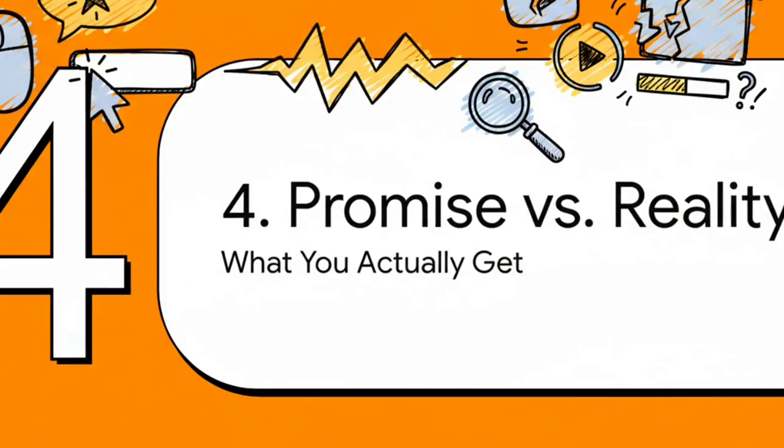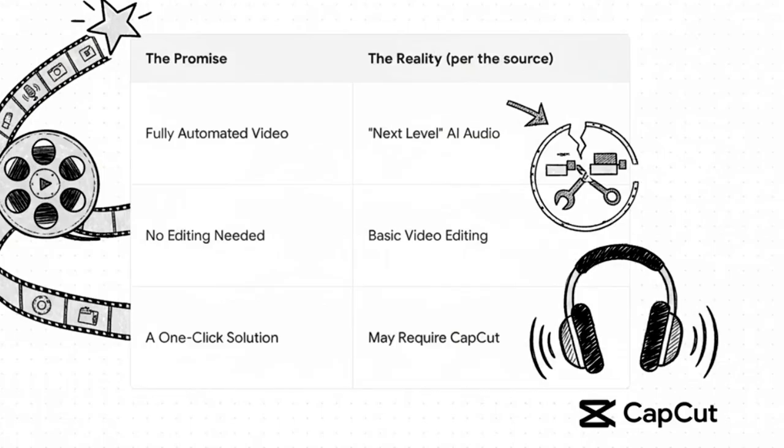Okay, let's pause for a second. A single click for a perfect, ready-to-go YouTube video? It sounds amazing, but is that really what you get? This is where we need to kind of peel back the layers and see what's actually going on. And this is where we hit the big difference between the promise and the reality. The promise is this fully automated, hands-off video, but the reality, which even the source video admits, is a bit different. What you get is a fantastic, professional-sounding AI audio track. They call it Next Level. But the video, it's pretty basic. You're probably going to have to jump into an editor like CapCut to do some manual work to get it looking good.